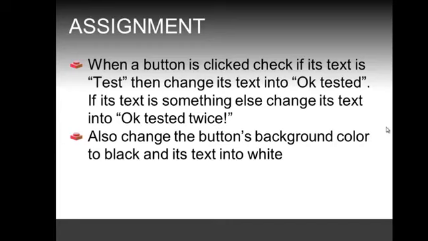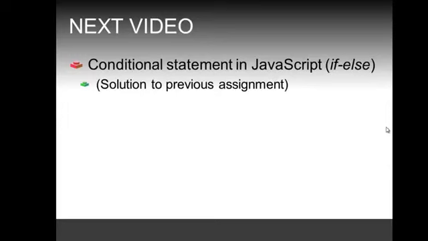Now, for the assignment for this video, I would like you to do the following. When a button is clicked, check if its text is test, and then change its text into OK tested. This is more or less what we did, but the extension is if its text is something else, then change its text into OK tested twice. And also change the button's background color to black and its text into white color. So this is the assignment that we're going to solve in the next video.